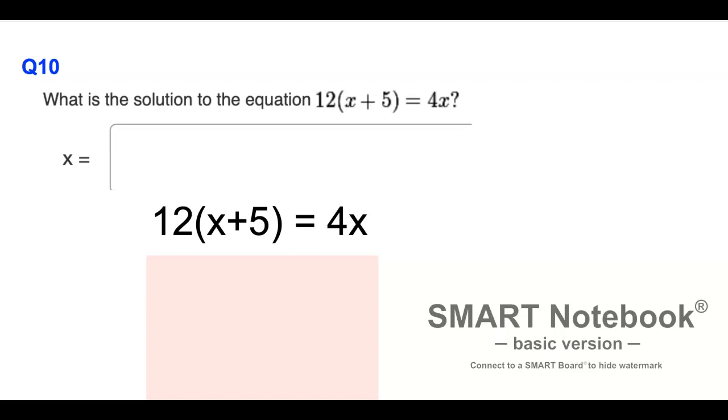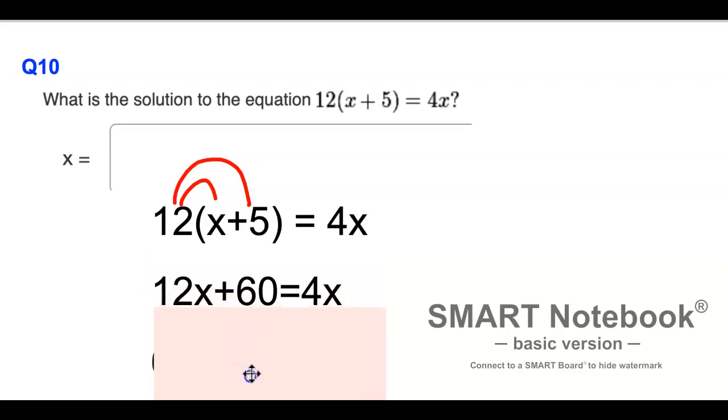So when you have the 12 multiplied by that quantity x plus 5, remember we need to take the number outside the parentheses and distribute it, or multiply it, by both terms inside the parentheses. So the first thing we need to do is the distributive property. So we're going to multiply the 12 by the x, and we're going to multiply the 12 by the 5, because all of the terms inside the parentheses need to be multiplied by 12.